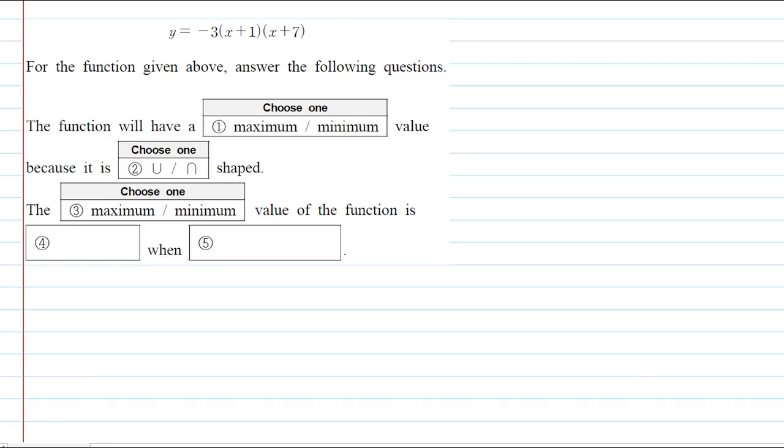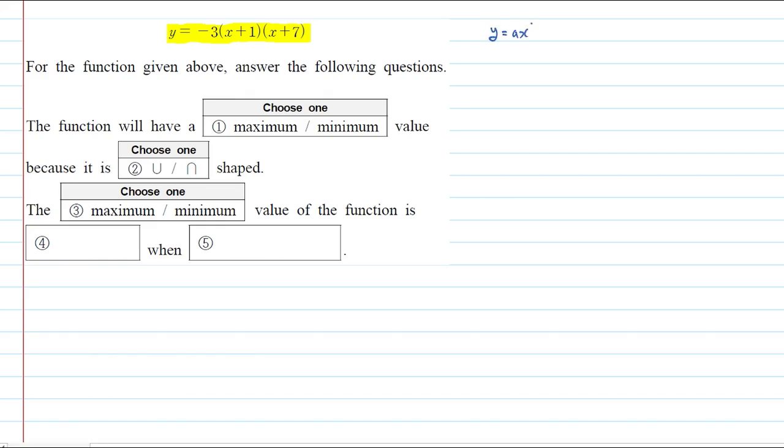For the function given above, we are given y is equal to negative 3 times x plus 1 times x plus 7. Answer the following question. Okay, we're given a parabola. Let's review the form of the parabola.